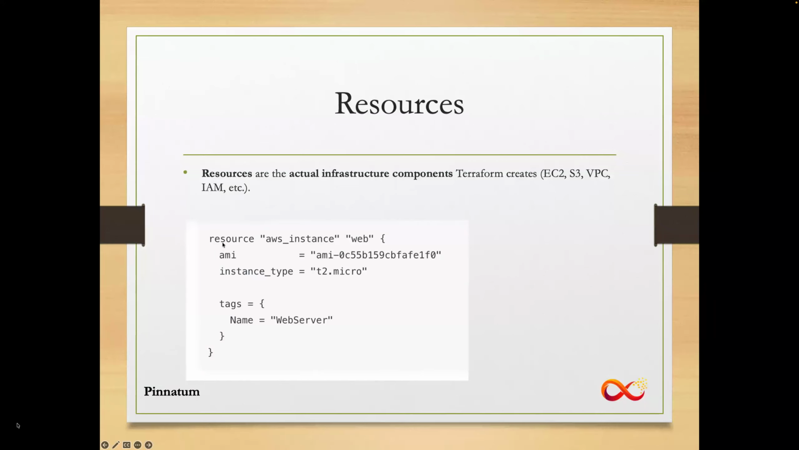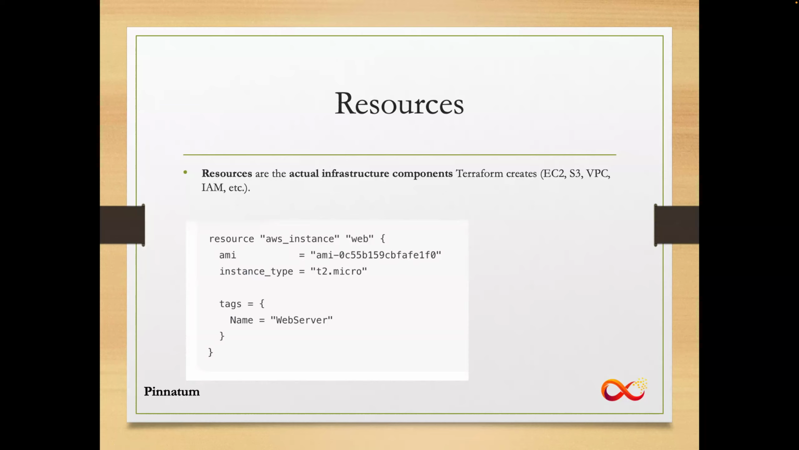If you have two resources of the same type, like aws_instance, you have to give them unique names. This name is just for your reference. But the resource type can be easily found in the Terraform registry, which I'm going to show at the end of this presentation.